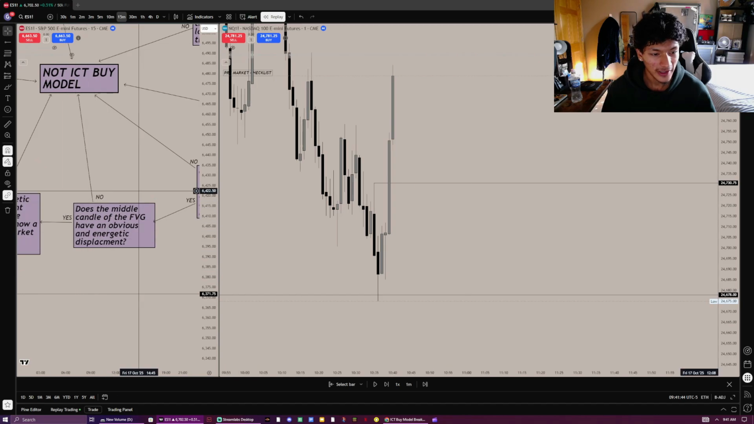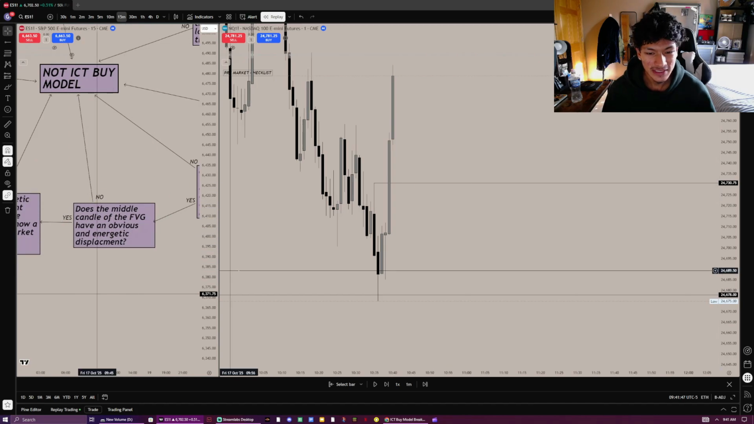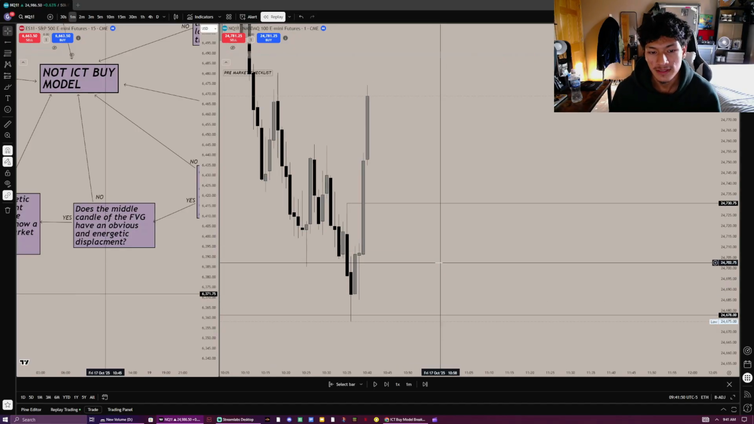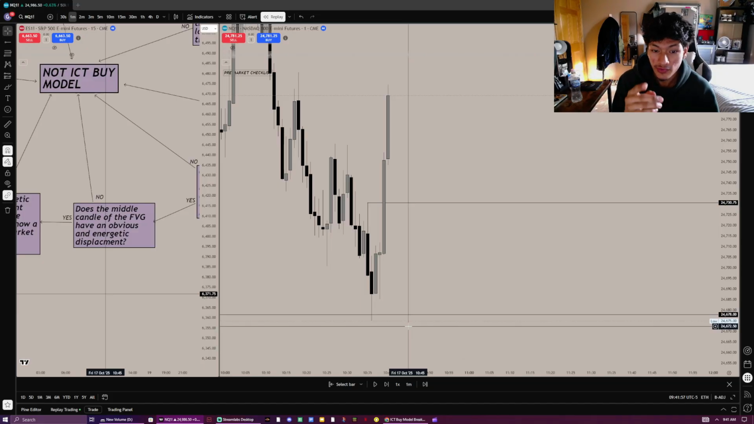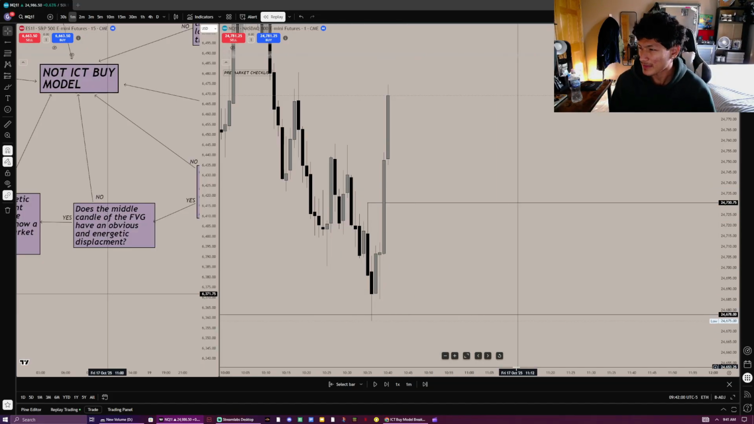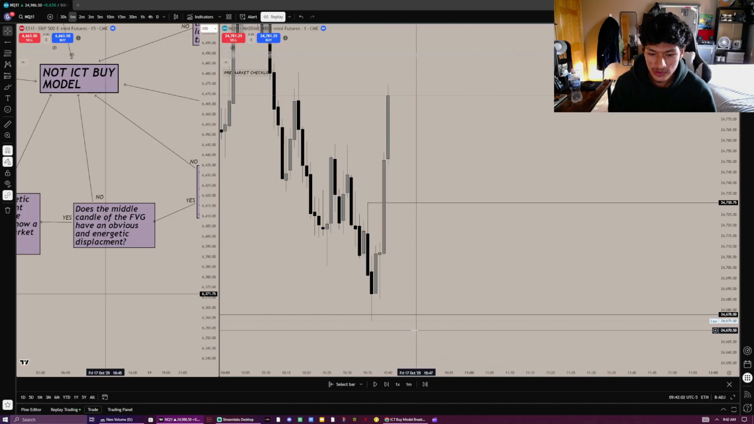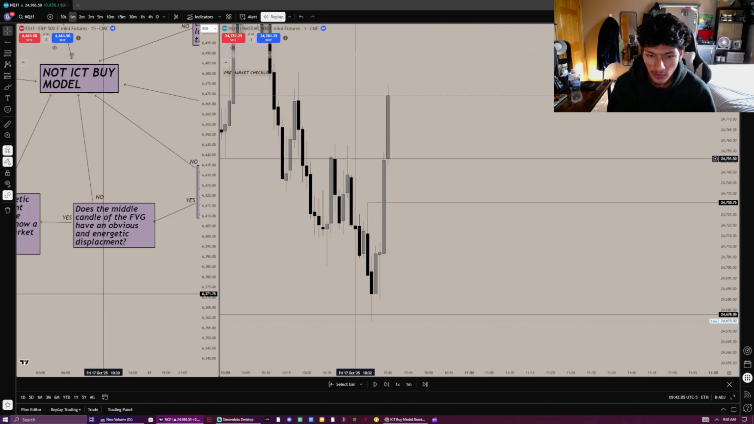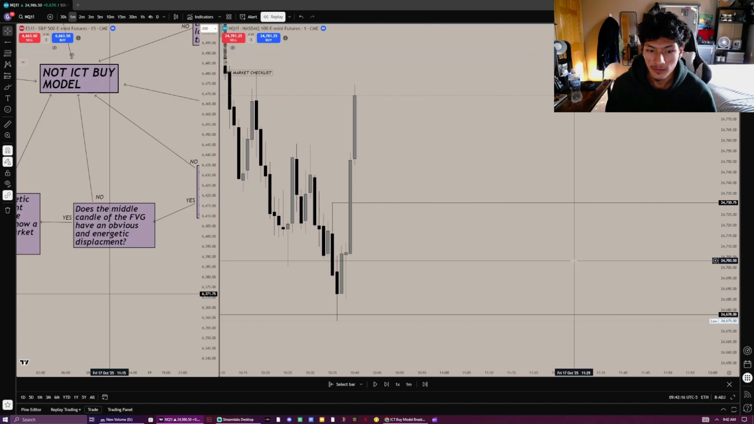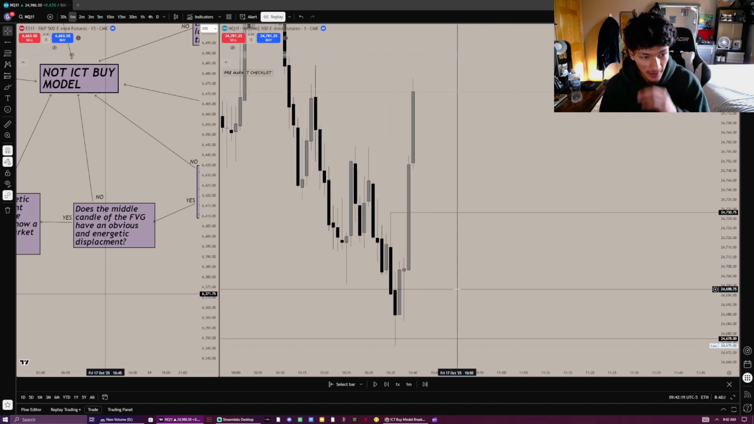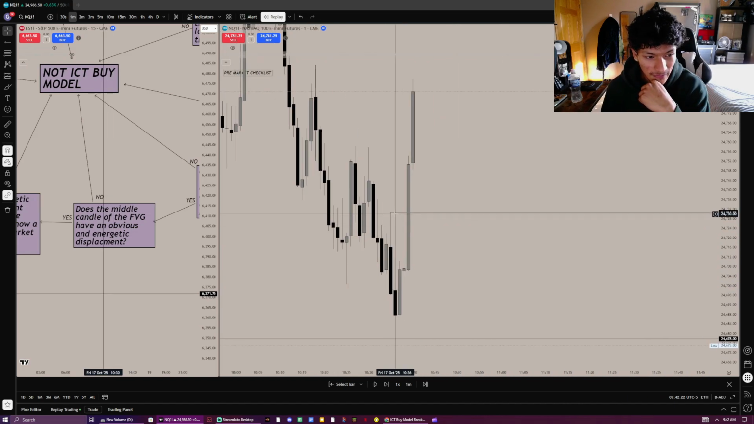Does the middle candle of the fair value gap have an obvious and energetic displacement? Now, this is so important, because this happens where price sweeps or runs sell side, breaks structure, but then continues lower, and you're like, what just happened? Why did I just get stopped out? We took a sell side out, we broke structure, we had a fair value gap. Why is this not going up? Well, because it wasn't an energetic displacement, and that could have been a liquidity run rather than a liquidity sweep, which is something I will make a short and post as well for people that don't understand what that is.